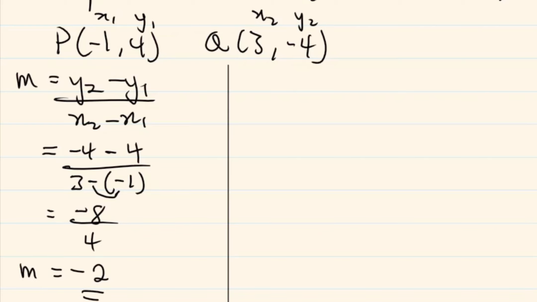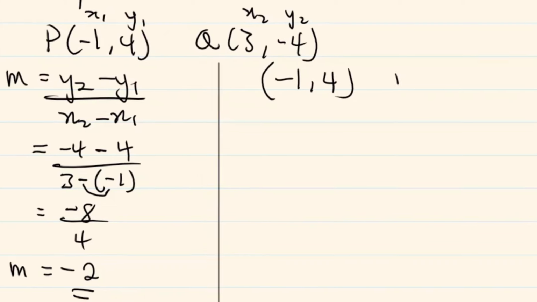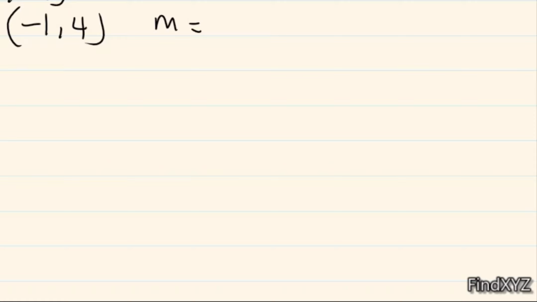So now whenever you are selecting the point for the equation, you select the smallest point and the positive one. But each of the coordinates has a negative value. So I'll rather select (−1, 4). And what is the gradient? The gradient is negative 2.